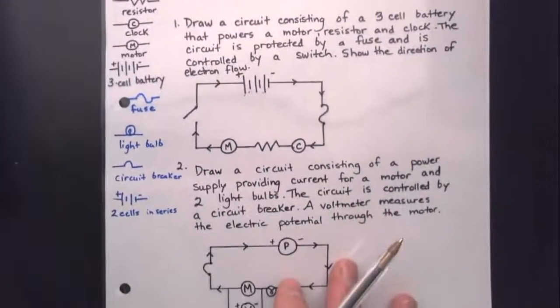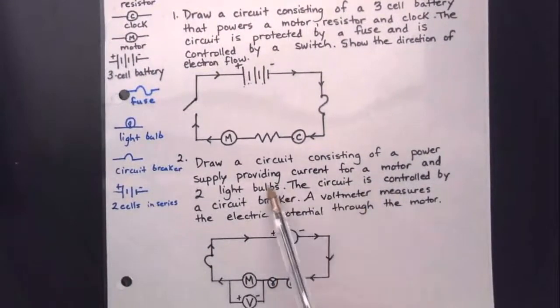We have another diagram: draw a circuit diagram consisting of a power supply, which is right here. This is a power supply, a motor, and 2 light bulbs. So we have a light bulb going through it to a motor, and we have a voltmeter that's connected in parallel. Parallel means it's in a separate path. And finally back to a circuit breaker, which is right here, and then back to the power supply. This is how to draw a circuit diagram.